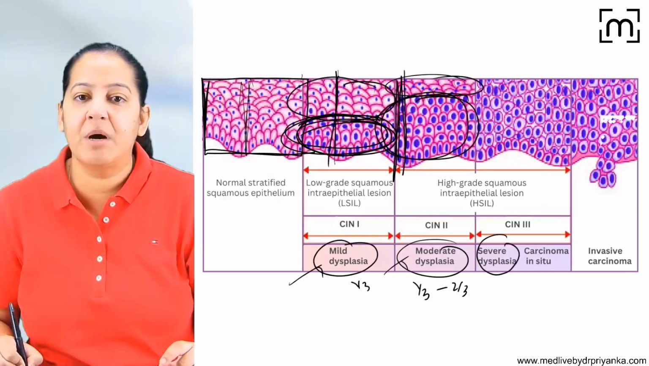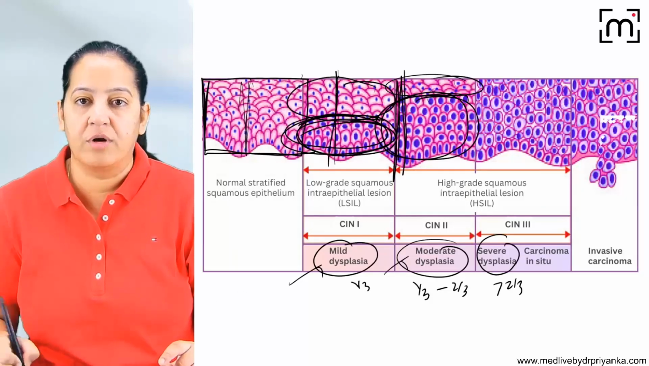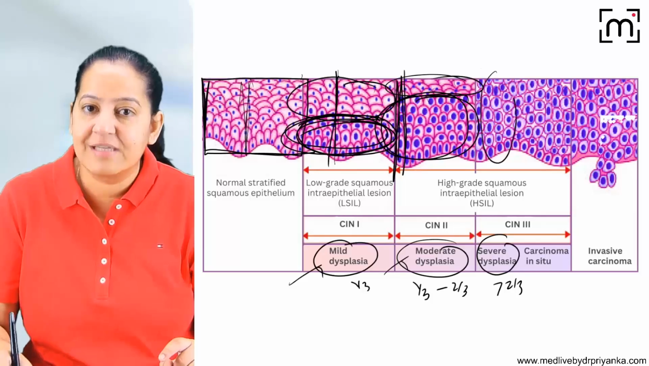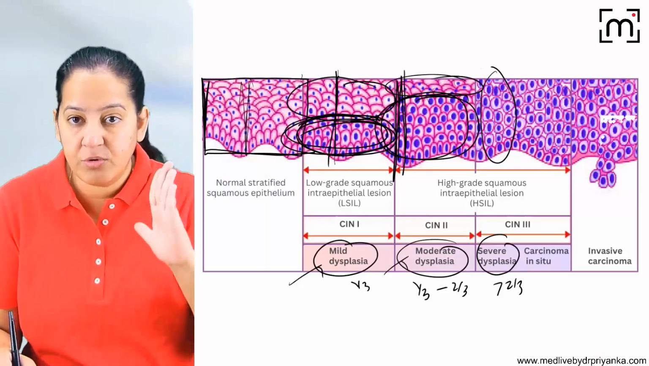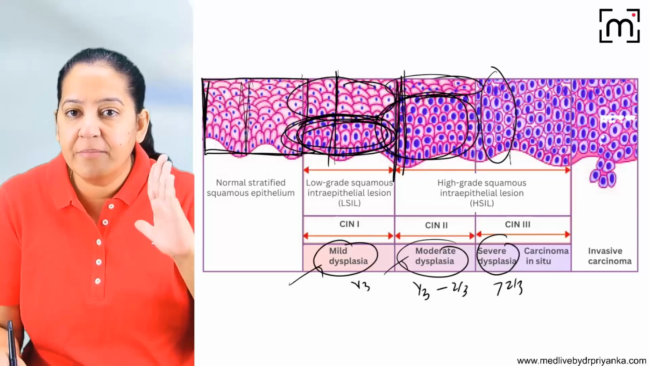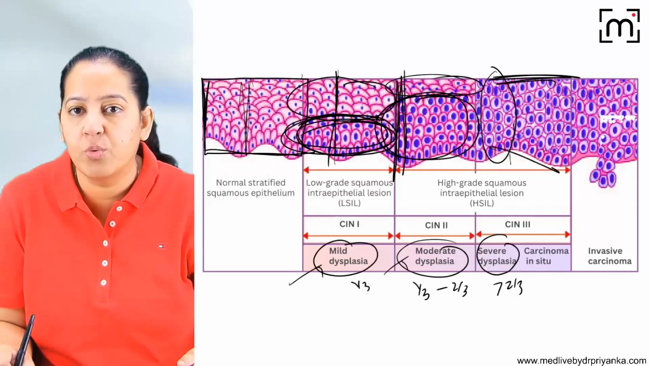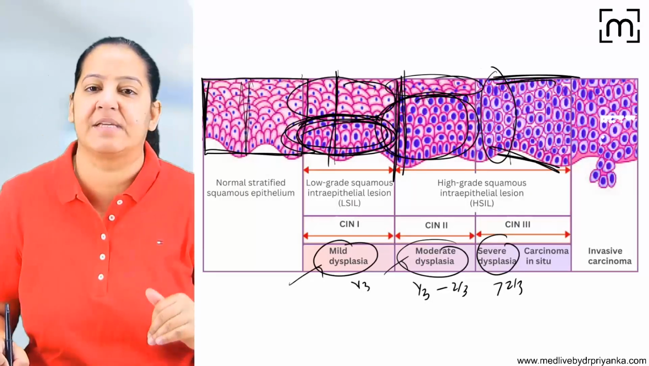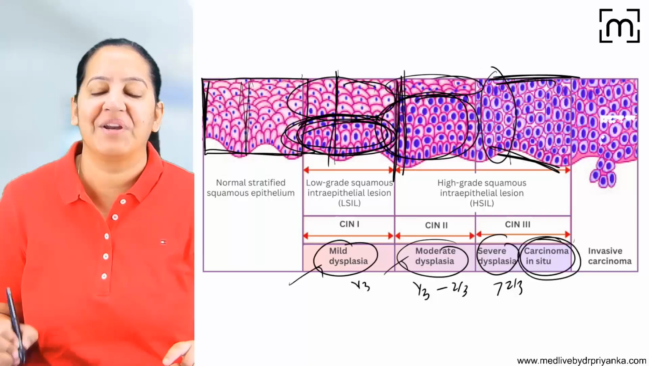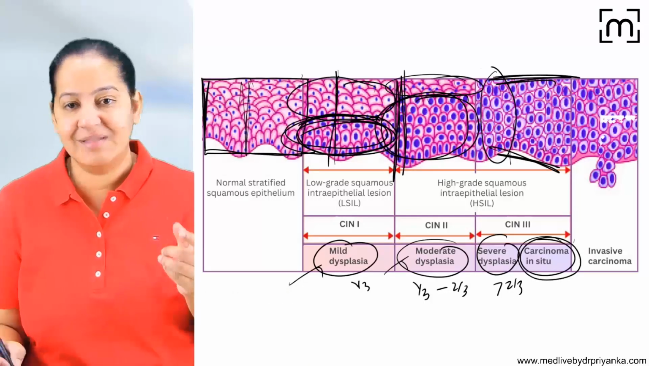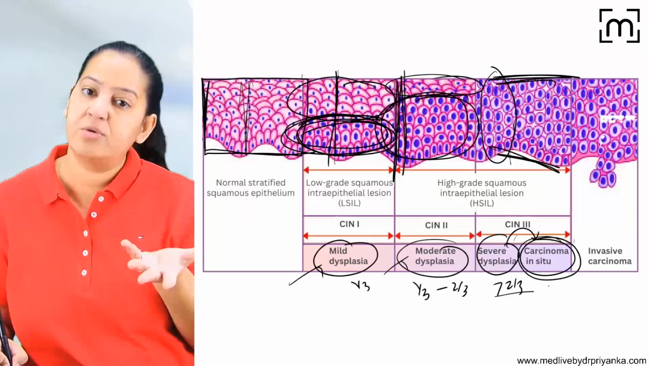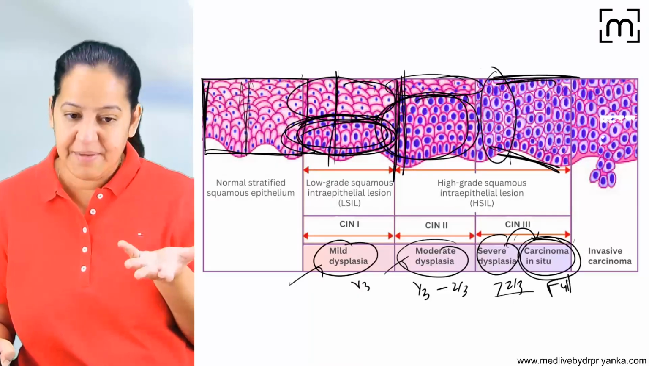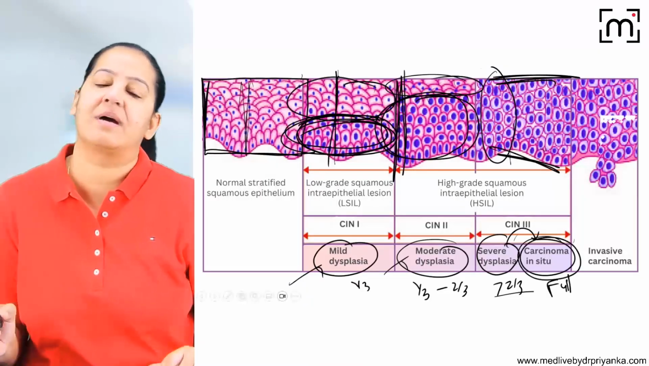What is severe dysplasia? More than 2/3. You can see more than 2/3 is dysplastic, showing those 5 features. And sometimes, if it becomes complete, through and through dysplasia, all the cells are dysplastic, it is known as carcinoma in situ. So the severe dysplasia is only carcinoma in situ. More than 2/3, and sometimes it is full thickness. So full thickness dysplasia is carcinoma in situ.